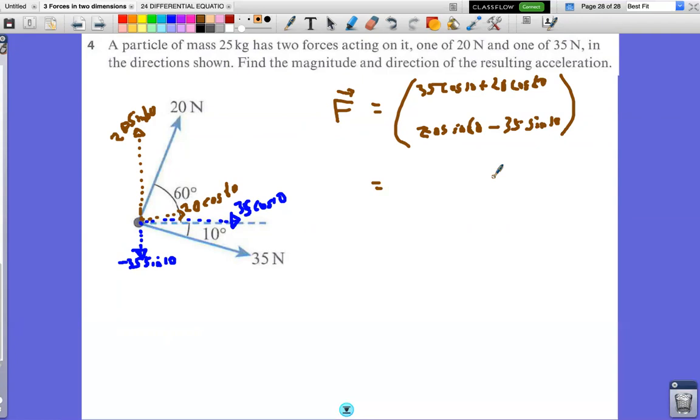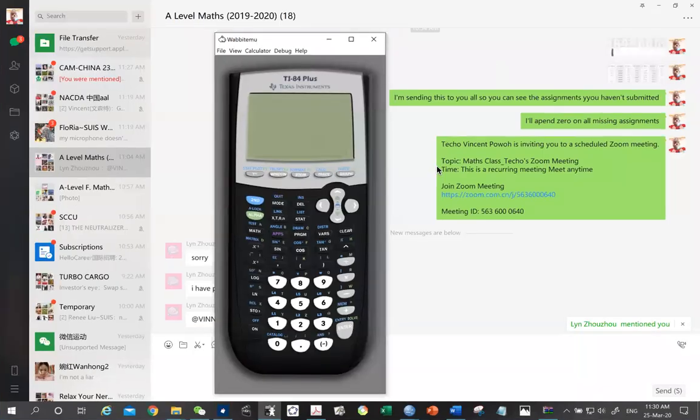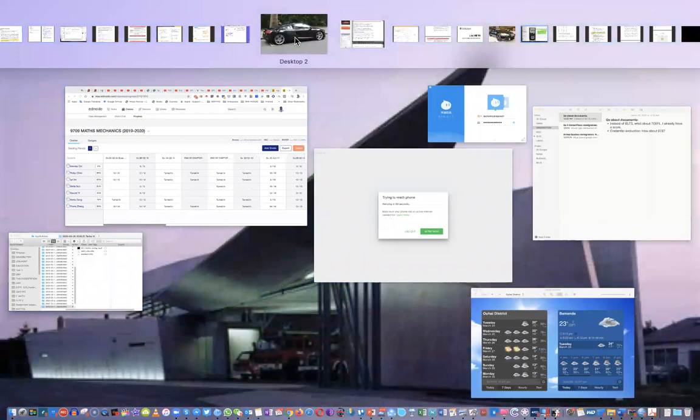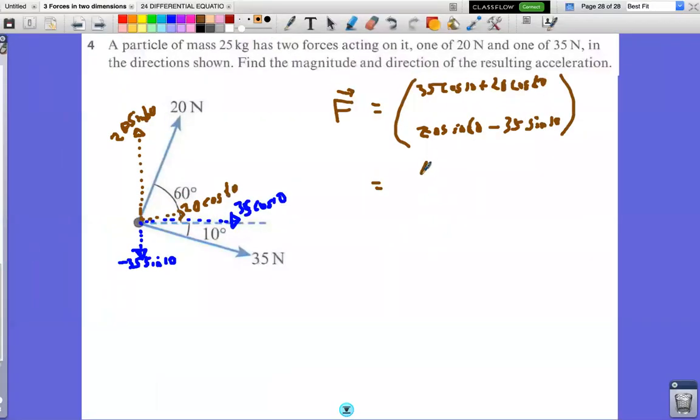Let's calculate that. Let's just calculate 35 cos 10 plus 20 cos 60, correct? So we get 44.47. So this one is 44.47.